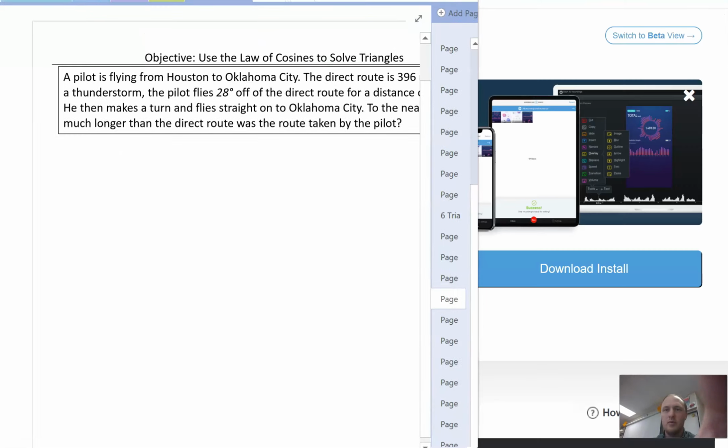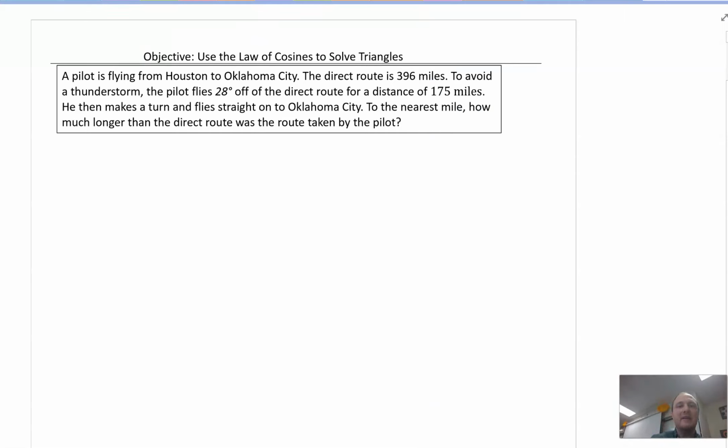So here is the context. It says a pilot is flying from Houston to Oklahoma City. Now, the direct route is 396 miles. However, going to Oklahoma City, there is a thunderstorm. So in order to avoid the thunderstorm, the pilot flies 28 degrees off of the direct route for a distance of 175 miles. He then makes a turn and flies straight on to Oklahoma City. To the nearest mile, how much longer than the direct route was the route taken by the pilot?